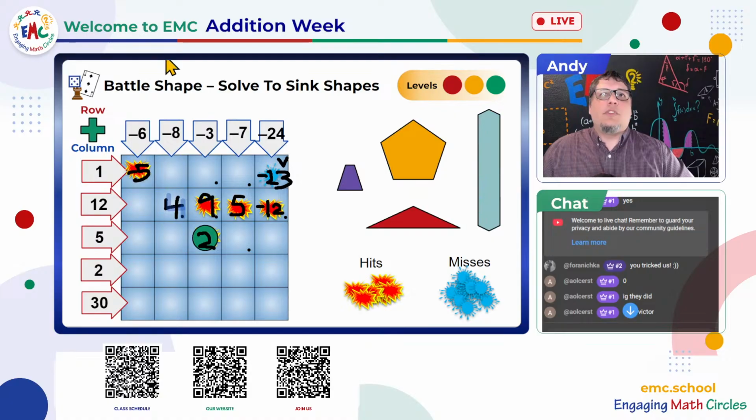Should we tell them what's going on there? Yeah, of course. Do you think it's a hit or a miss? I want you to predict. What do you think? I think it's a hit. It is a hit, and we have sunk the hexagon.